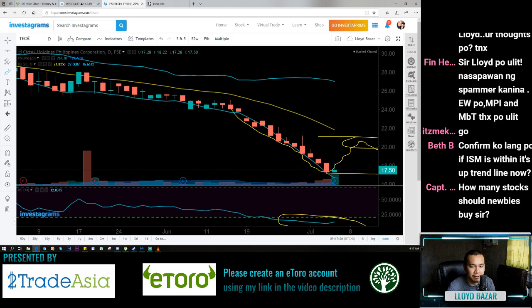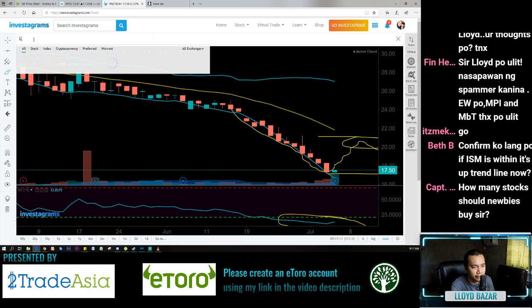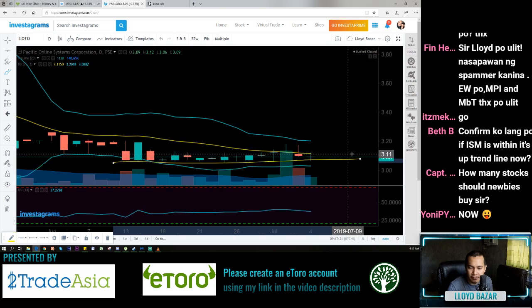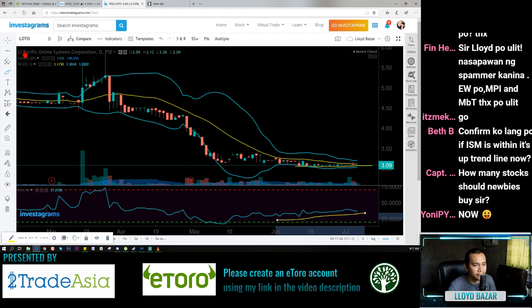I can't recommend it for those position traders na don't want risky positions. Si Lotto, guys, I'm recommending Lotto. I did recommend this the past few days because of the support right here. Solid na po yung support na yan, and RSI is already starting to go up. Test out the support. Very low risk position for Lotto.